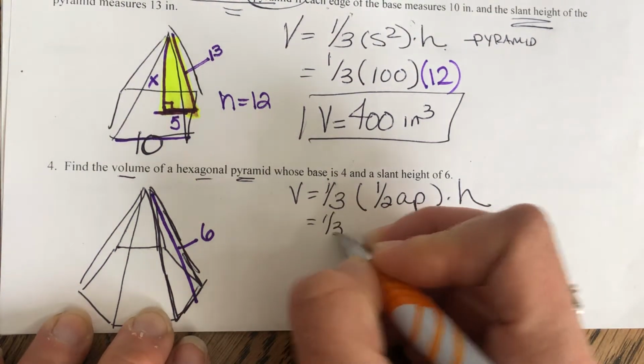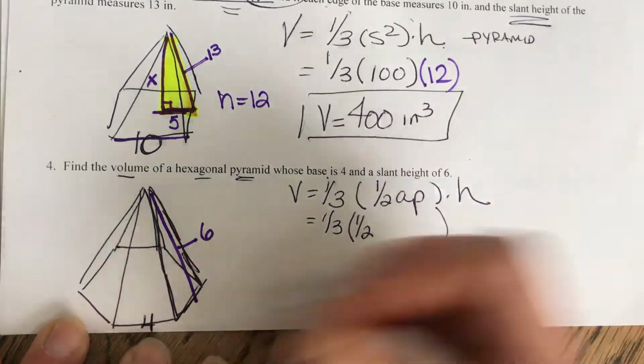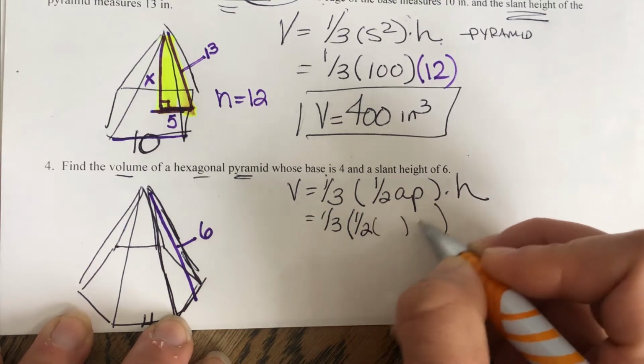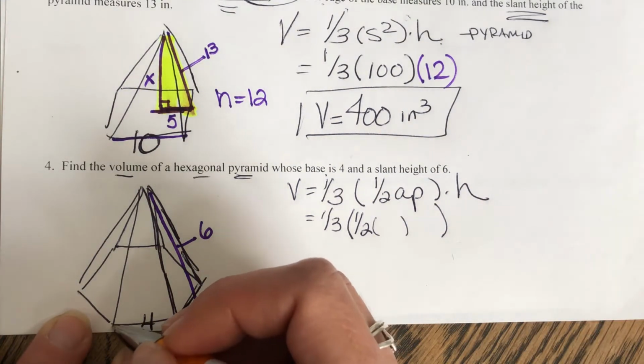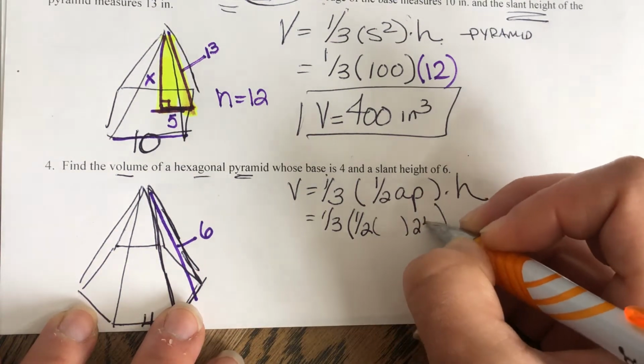Okay, so let's see what we have here. We have 1/3, we have 1/2. Can you fill in any of your numbers? I can fill in my perimeter. You guys know I like to fill stuff in to get things out of the way. So if one of your base is 4, 4 times 6, 24.